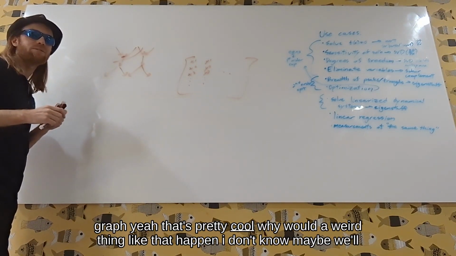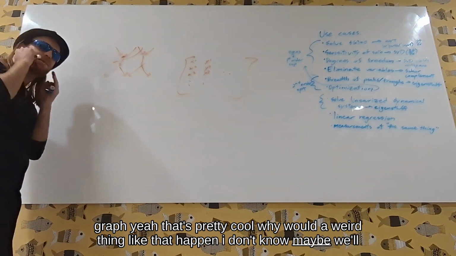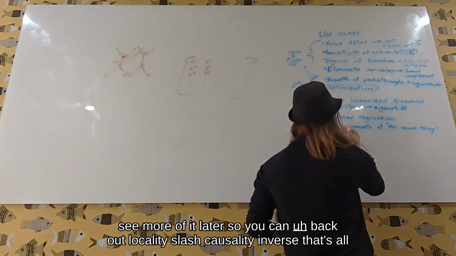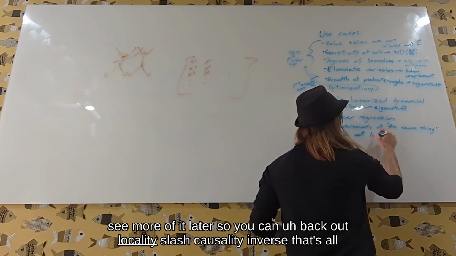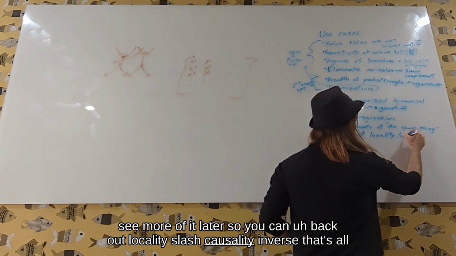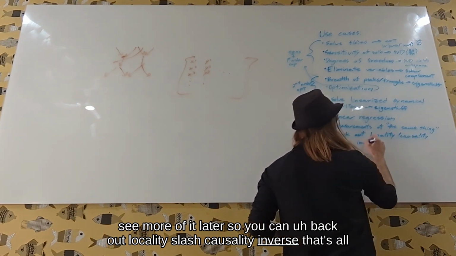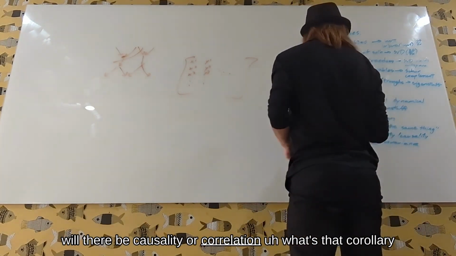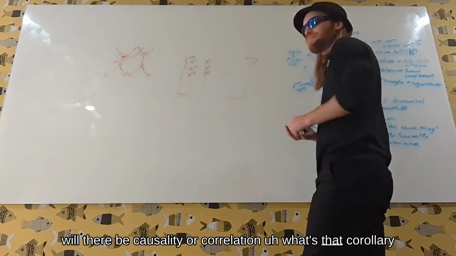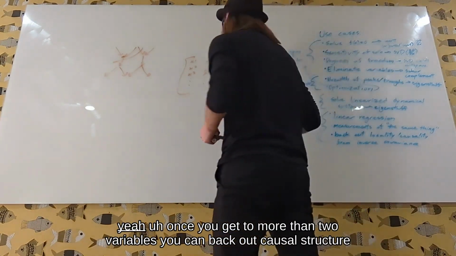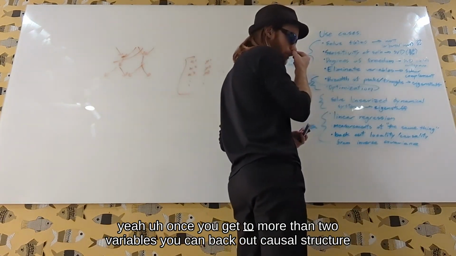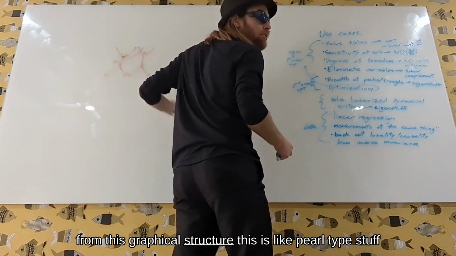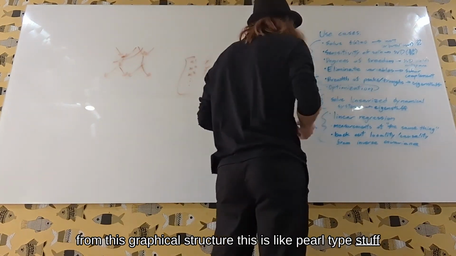Yeah, that's pretty cool. Why would a weird thing like that happen? I don't know. Maybe we'll see more of it later. So you can back out locality and causality from the inverse. Would that be causality or correlation? Correlation. Once you get to more than two variables, you can back out causal structure from this graphical structure. This is like Pearl-type stuff.